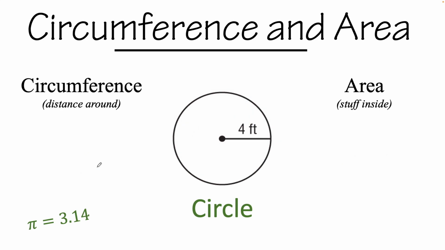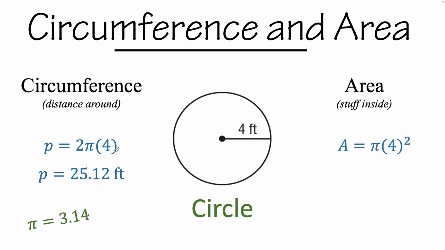So here's a circle. It's got a radius of 4. So the perimeter is 2 pi r, 2 times pi times 4, which is 25.12 feet. And the area is pi r squared, so 16 pi, or 50.24 feet squared.